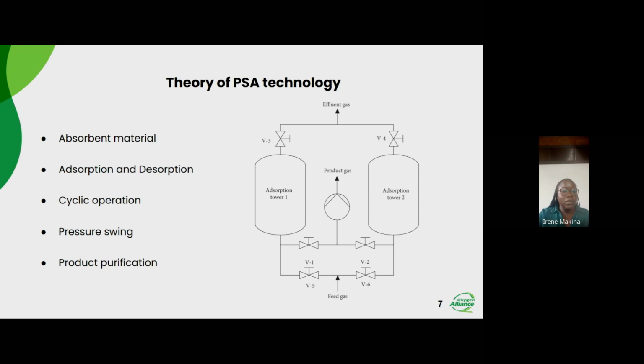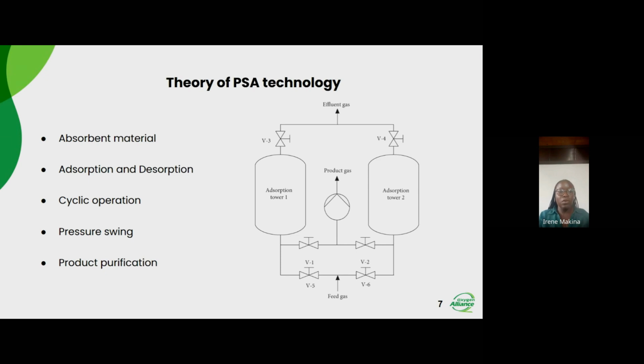In a PSA generator, we have the adsorber material, which is the heart of the PSA process. A specified zeolite is chosen for medical oxygen production that has a high affinity for nitrogen, allowing it to selectively adsorb nitrogen molecules from the air.